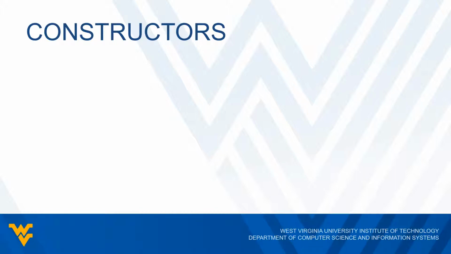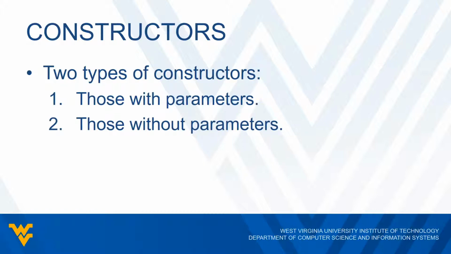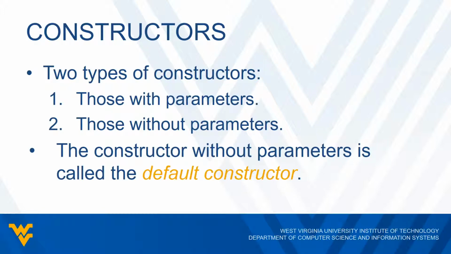Now there are two different types of constructors that we need to consider. There are constructors that have parameters that we can pass with them, and there are constructors where no parameters are passed. The constructor that doesn't have parameters is what we call a default constructor, and we'll see some examples of both of these constructors later on.